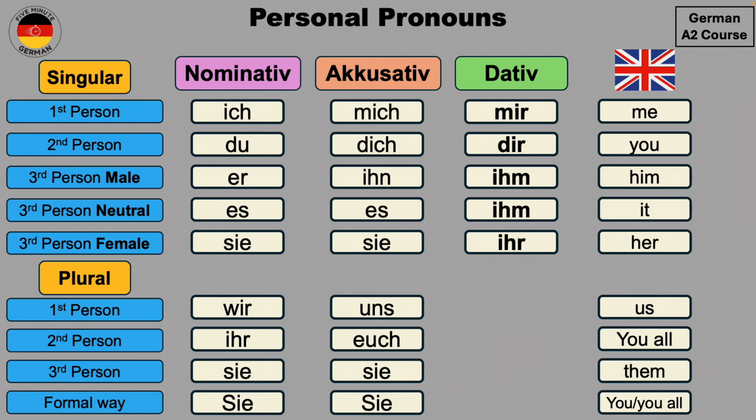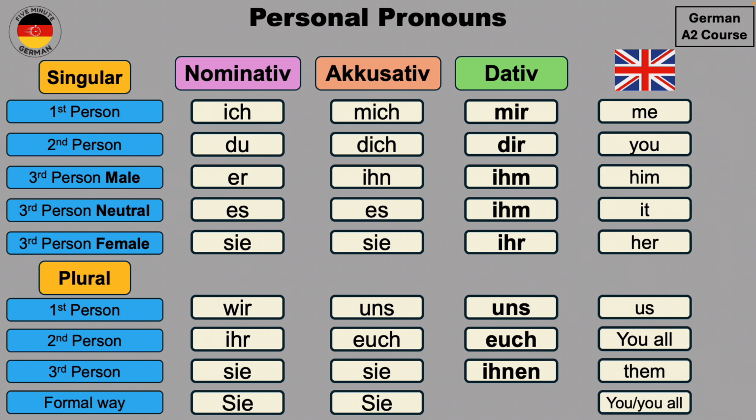For first person plural, it will be uns, which is the same as the accusative case. For second person plural, it will be euch, which is also the same as accusative. For third person plural, it will be ihnen, and the formal way will also be ihnen. Only the first letter, which is E in German, will be capital. So these are the different forms of personal pronouns in dative. Now let's see how we can use these different forms in sentences.